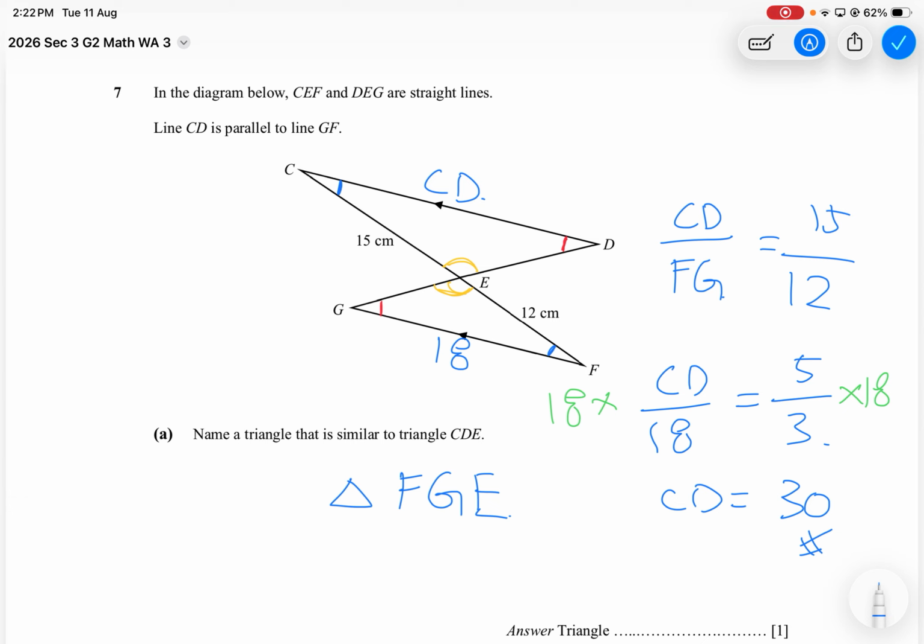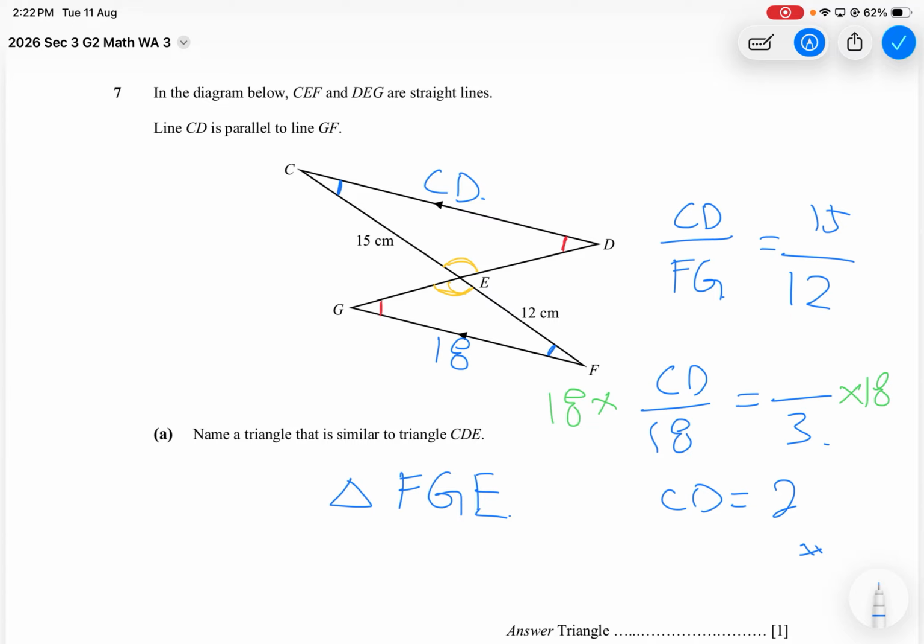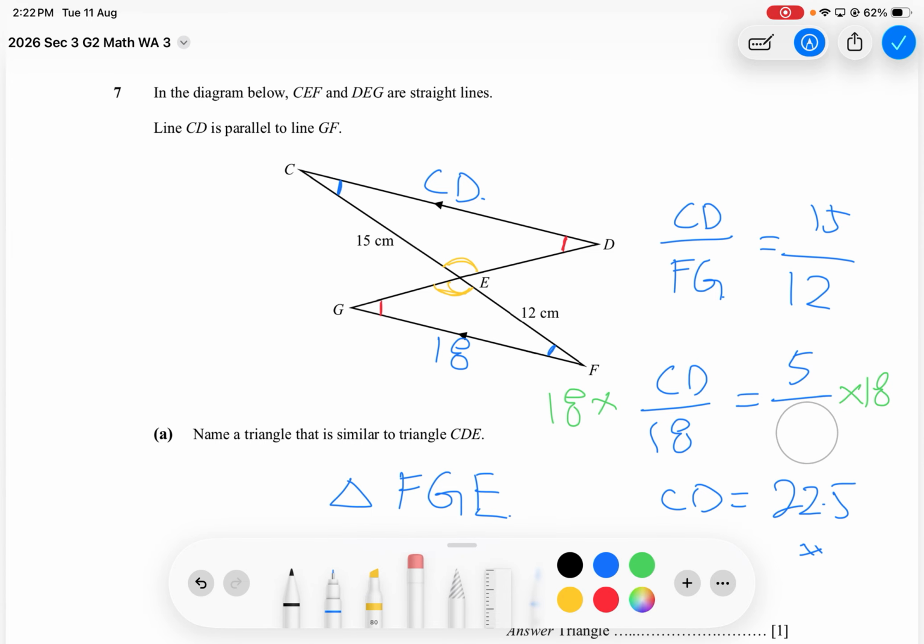Sorry, 15 over 12 equals 5 over 4. So 18 times 5 over 4 equals 22.5. Wait, this one I wrote wrongly just now also. 5 over 4. Yeah.